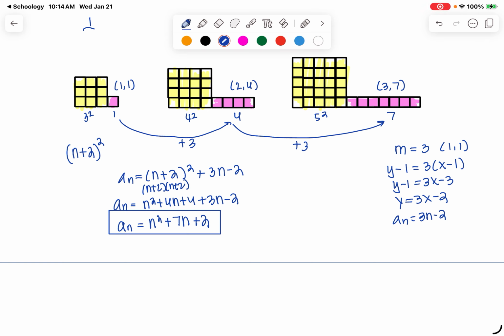And now I want to find how many are in the 100th case. So I'm going to do a sub 100. And once again, if I had to continue this, it would be a pain, right? So I'm going to do 100 squared plus 7 times 100 plus 2, which is a sub 100 is equal to, that's 10,000 plus 700, so 10,702. And I could use my calculator to check that, but I think my math is okay.